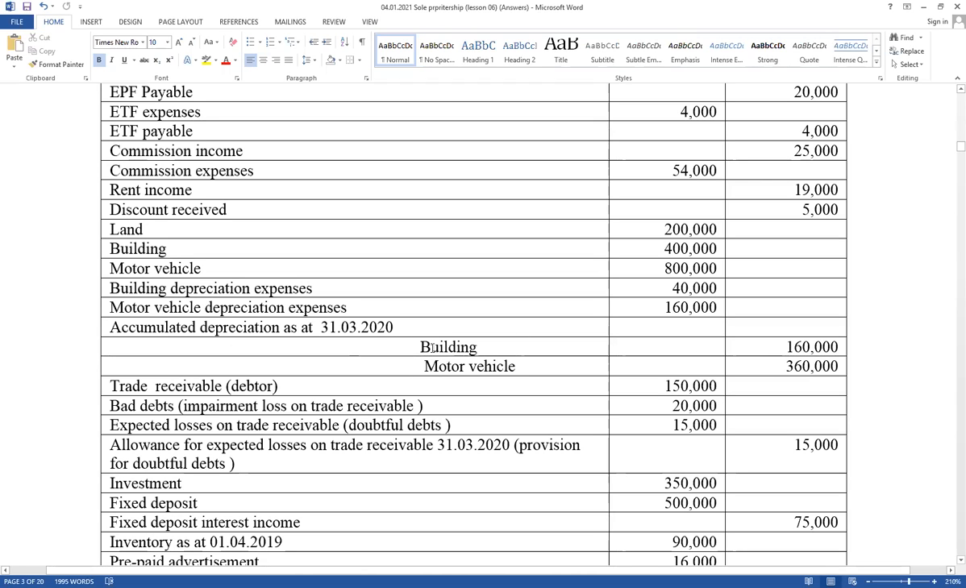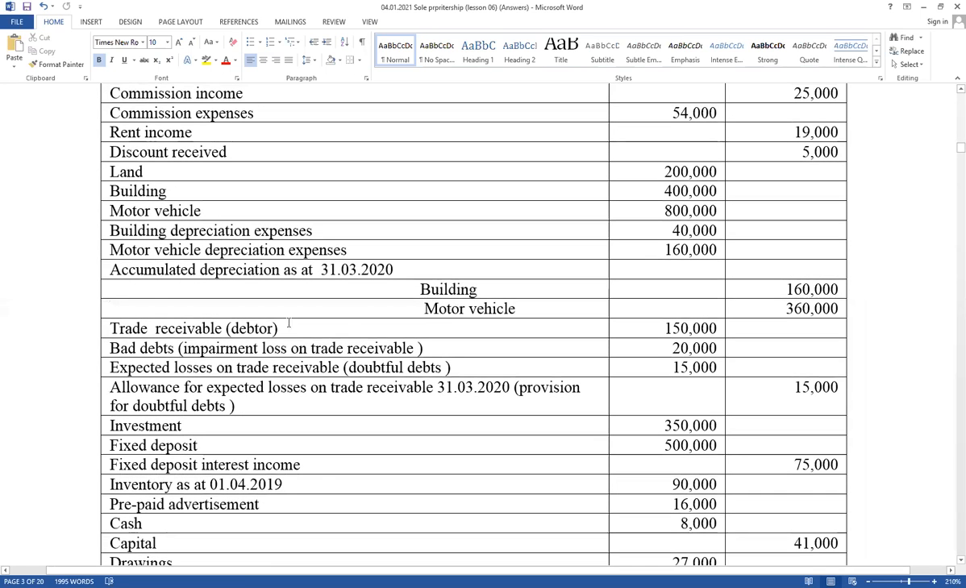In an MCQ paper, if asked which type of ledger account accumulated depreciation is, the answer is asset account. But we see a credit balance because its effect is to decrease the asset. Normally assets and expenses are on the debit side, but this one is special. This is important for the MCQ paper.